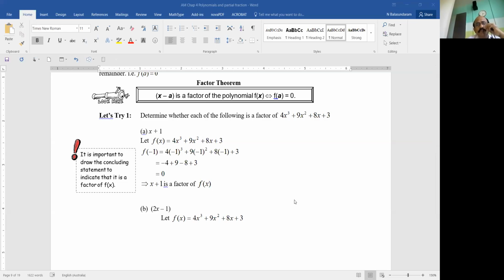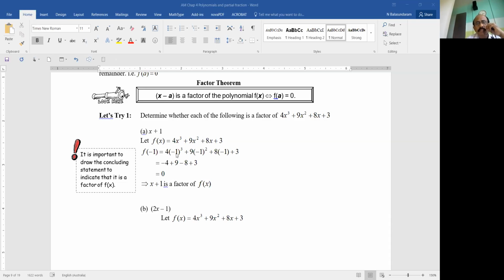The first example on factor theorem: determine whether each of the following is a factor of the polynomial 4x cubed plus 9x squared plus 8x plus 3 or not. So we are going to check if x plus 1 is a factor or not. For that, we make this f of x first. F of x is a polynomial in x, which is 4x cubed plus 9x squared plus 8x plus 3. If x plus 1 is a factor, then f of minus 1 should be equal to 0. So we are going to check if f of minus 1 gives 0 remainder or not, or the value is 0 or not. So in place of x, we substitute minus 1.